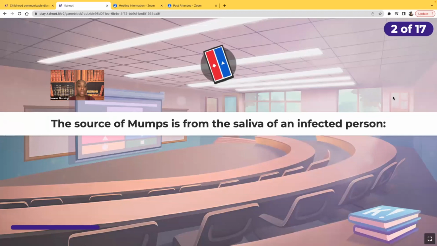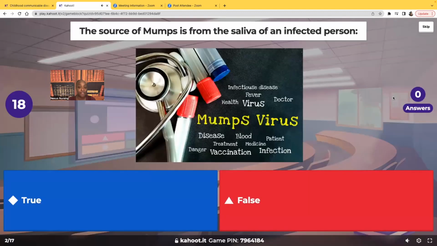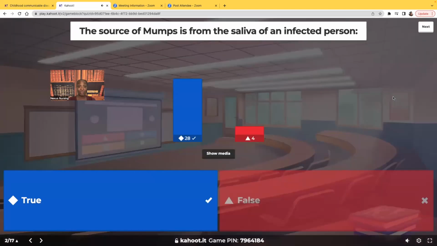True or false? The source of mumps is from the saliva of an infected person. Is that true or is that false? What do you guys see on the live? True. That's where the source is, from the saliva of an infected person.